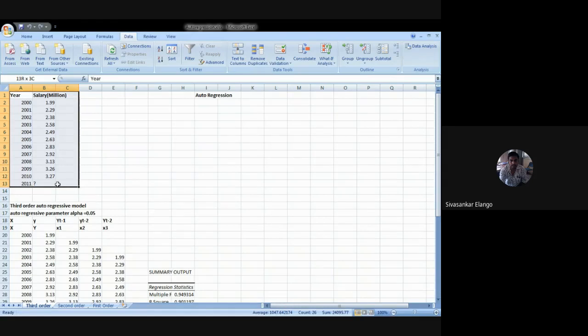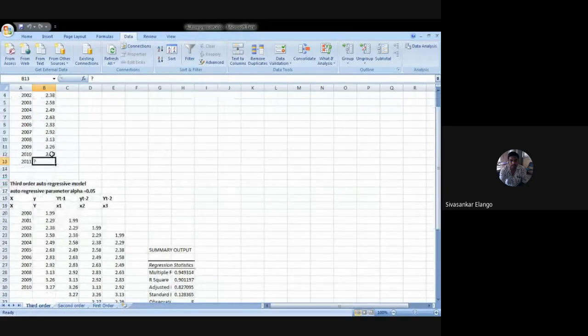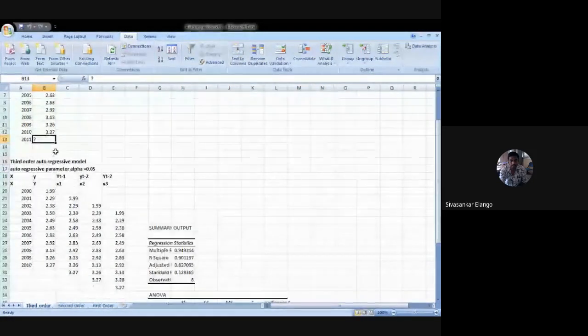So for example, in this problem, the problem description is, you have year-wise salary. A person's salary during the year 2000 is going to be 1.99 million. 2001 it's going to be 2.229 million and so on. So we are expected to predict the salary in 2011, right? Given some historical salary of a particular person, salary or sales of a particular product or service in million, you can compute it using auto regression.